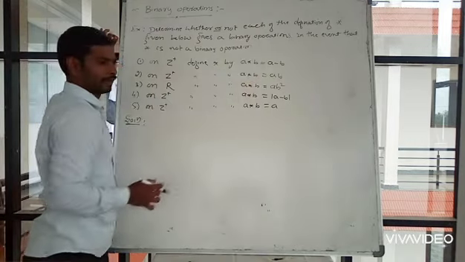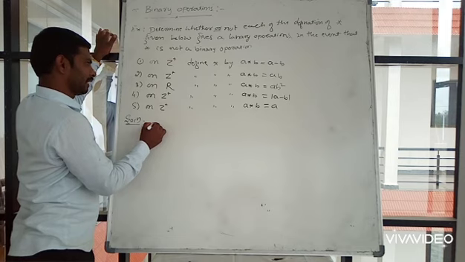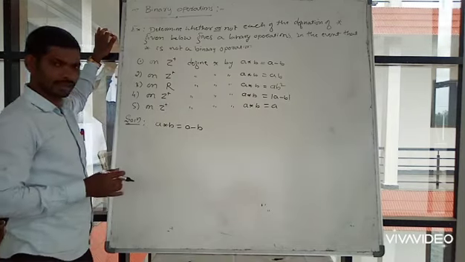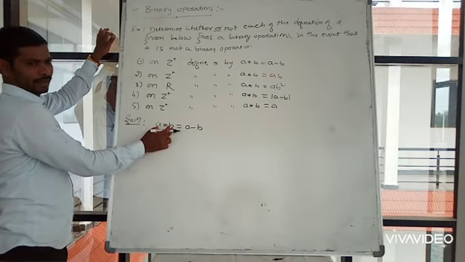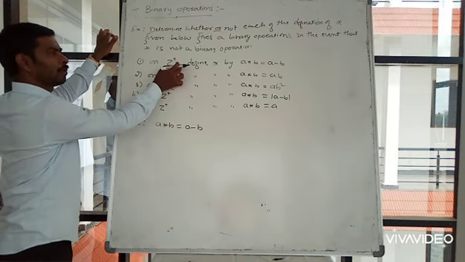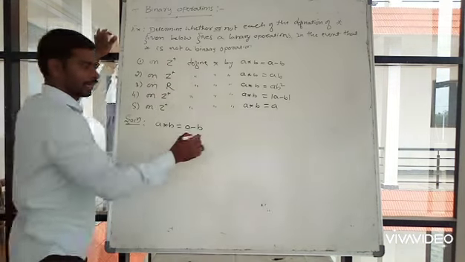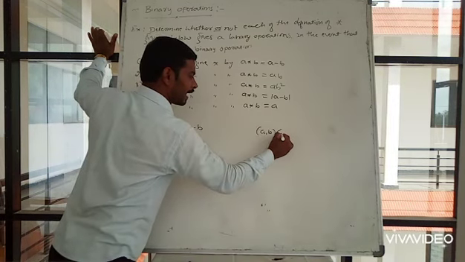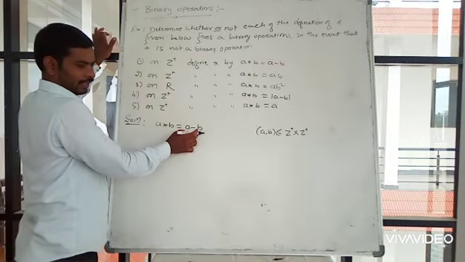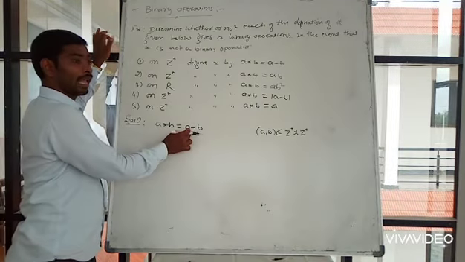Here the operation star on the set of all real numbers is defined as, for each A, A star B equal to A minus B. Here A comma B is any ordered pair of Z plus cross Z plus, any element of Z plus cross Z plus. A and B are any positive integers. The result is A minus B.